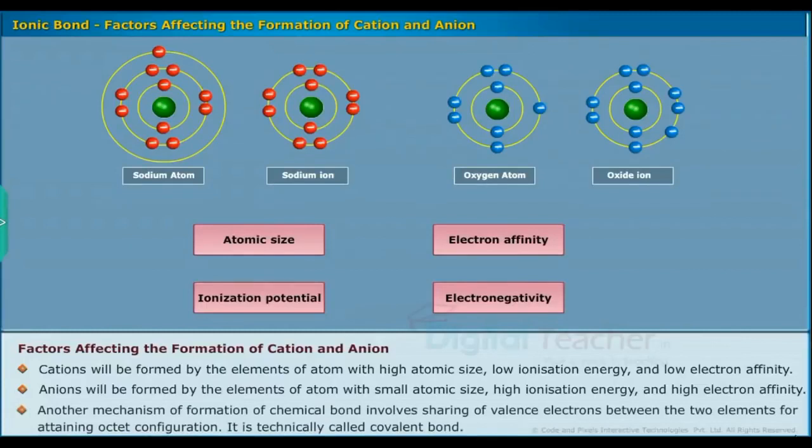Another mechanism of formation of chemical bond involves sharing of valence electrons between the two elements for attaining octet configuration. It is technically called covalent bond.